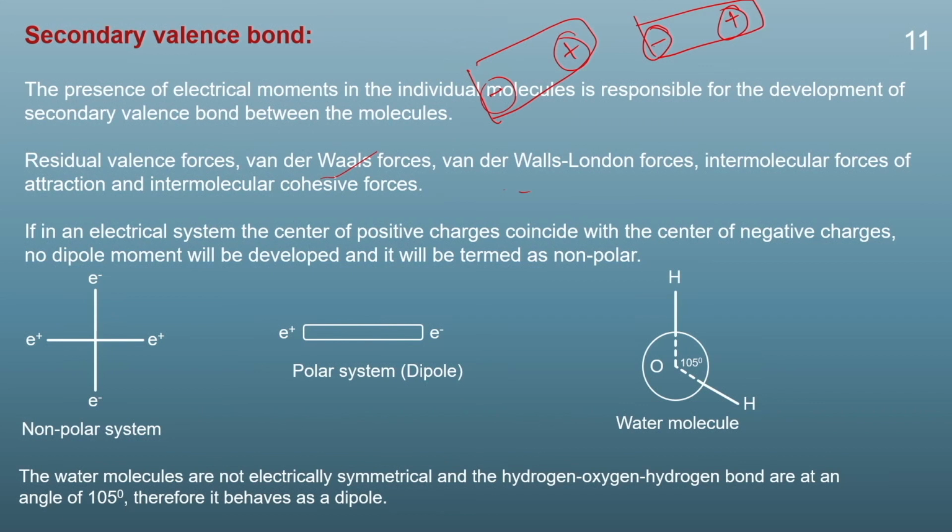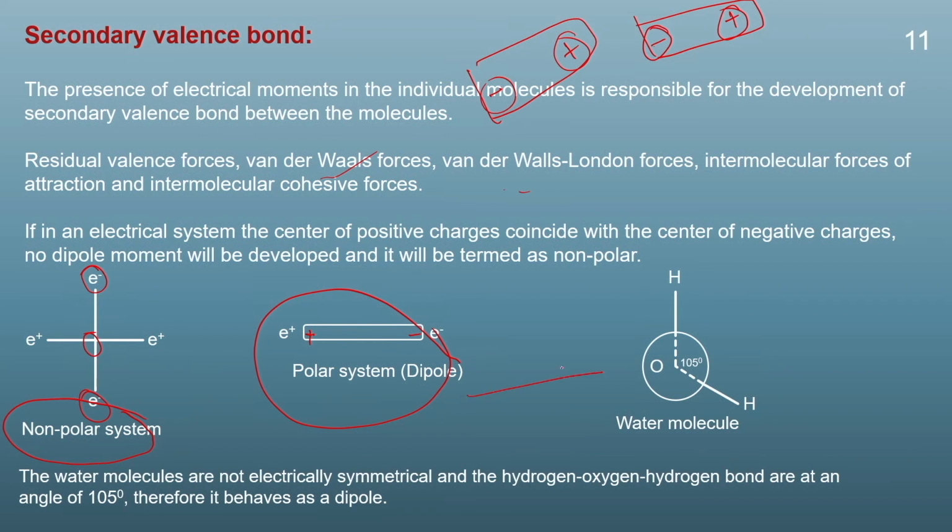Generally, the secondary valence bond is attractive in nature. If in an electrical system the centers of the positive and negative charge coincide, then there will be no moments, or we can say it is a non-polar system. On the other hand, if they do not coincide, then there will be moments. Here we can see some positive ends and some negative ends. So this is known as a polar system or dipolar system.